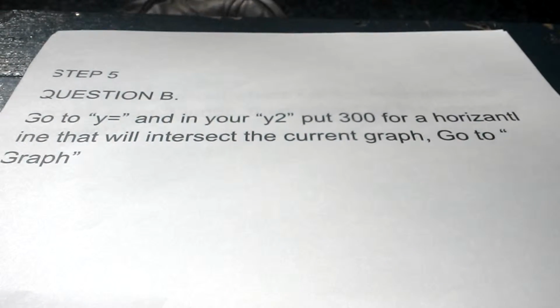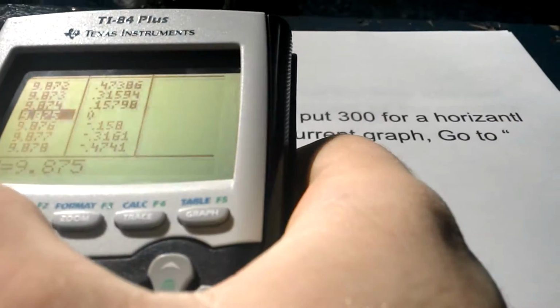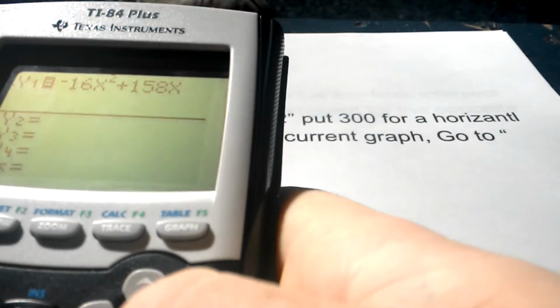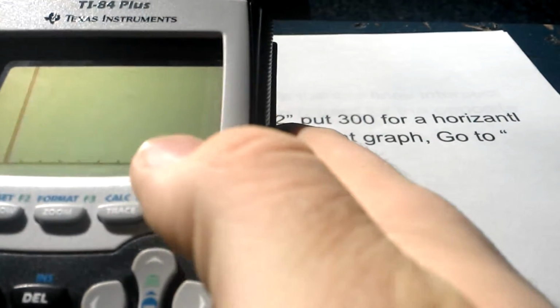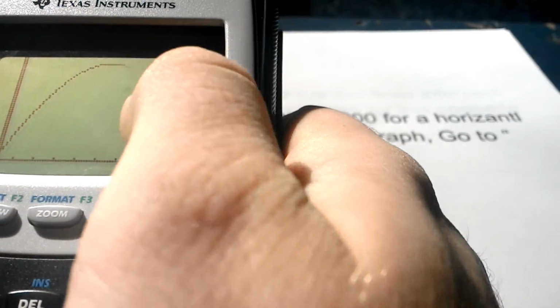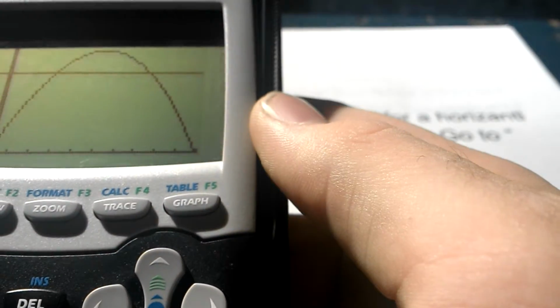Step 5, question B. Go to your y equals screen, and in your y2, put 300 for a horizontal line that will intersect the current graph. Then go to graph. Your initial shape, and your horizontal line to show 300 feet.